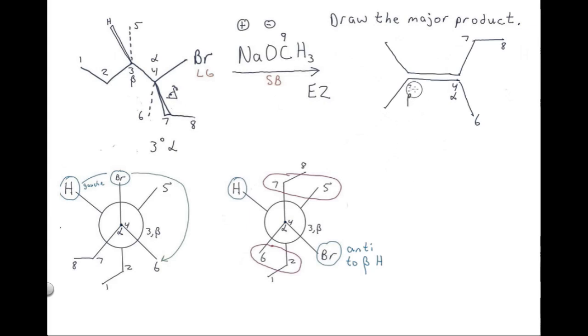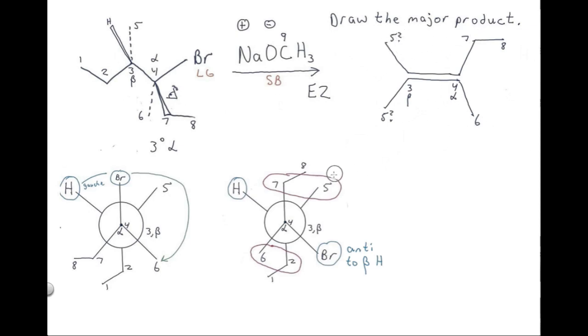All right, and now we have to draw who's attached to carbon 3. We know carbon 3 here is attached to 5 and 2. But how should we draw those? Should I draw carbon 5 over here, or should I draw carbon 5 over here? Which is the correct stereochemistry? Should 5 be cis to carbon 7, or should 5 be cis to carbon 6?